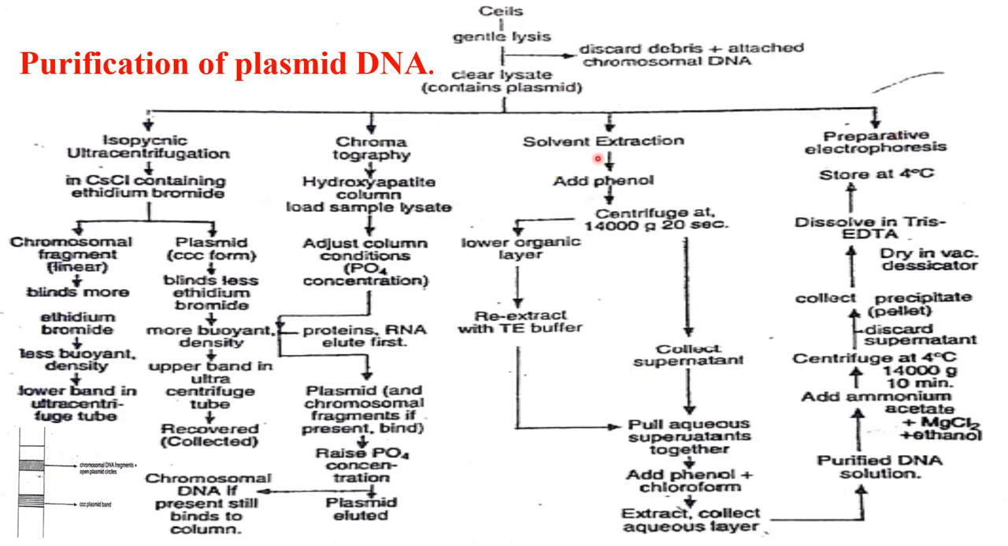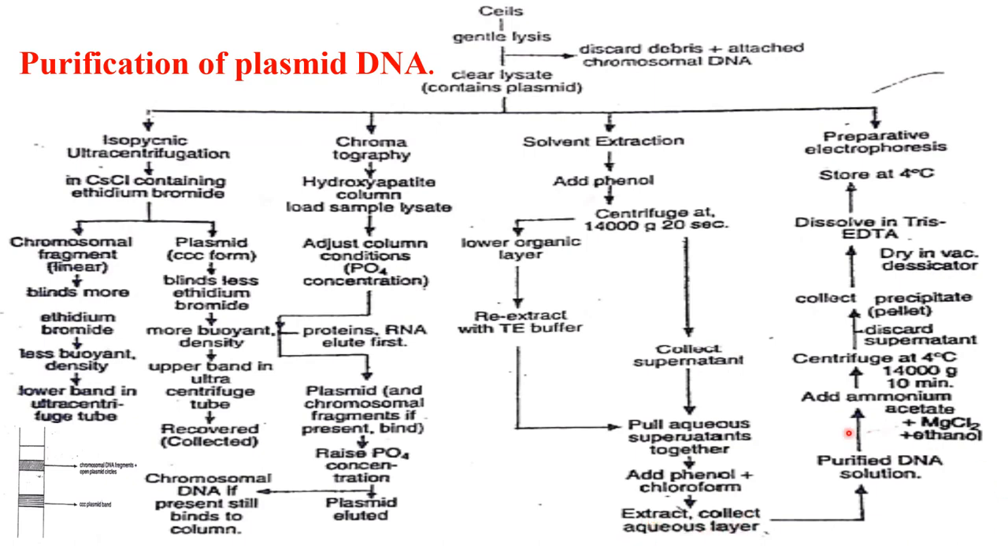Then in case of solvent extraction we will add phenol to the clear lysate and centrifuge at 14,000 G for 20 seconds. Then the lower organic layer will be taken and re-extracted with TE buffer. After centrifugation at 4,000 G for 20 seconds, the supernatant will be collected, and the aqueous supernatants pooled together. Add phenol chloroform and extract.